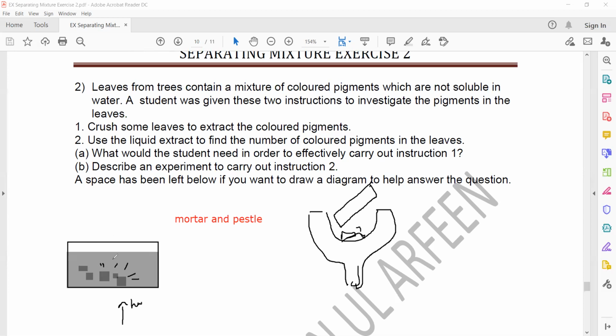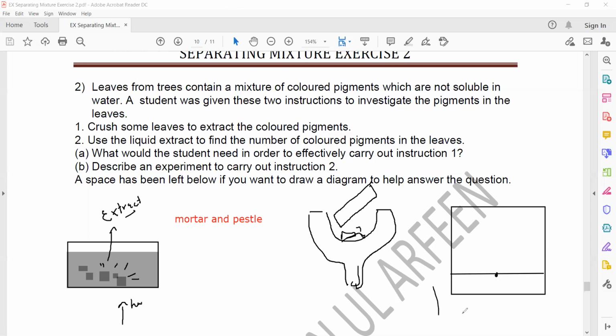When this color is removed from the leaf, the solution is called an extract, the extract from the leaf. And this extract you will place on the chromatogram. You will use a solvent, and alcohol can be used, and then measure the RF value.